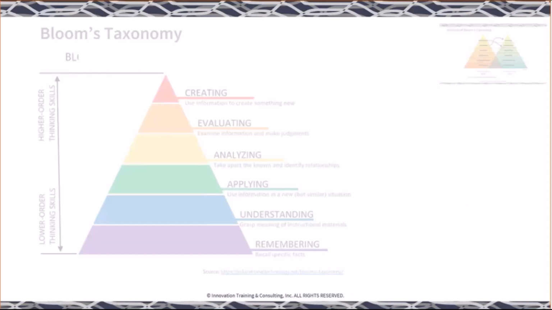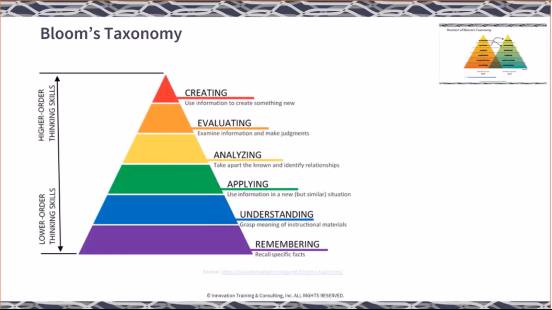So this next slide shows you a little bit more about what those words mean, right? And so the arrow on the left shows that the bottom is the lower order thinking skills, and as you go up the pyramid, you're getting into higher order thinking skills. And you move through these phases, right? I can just recall facts that you've given me. I can grasp the meaning by understanding what you've presented. The 3rd level is applying in a similar situation, analyzing, taking the known apart and sorting out relationships. Evaluating is where you're making judgments, and creating is when you're really doing something new.